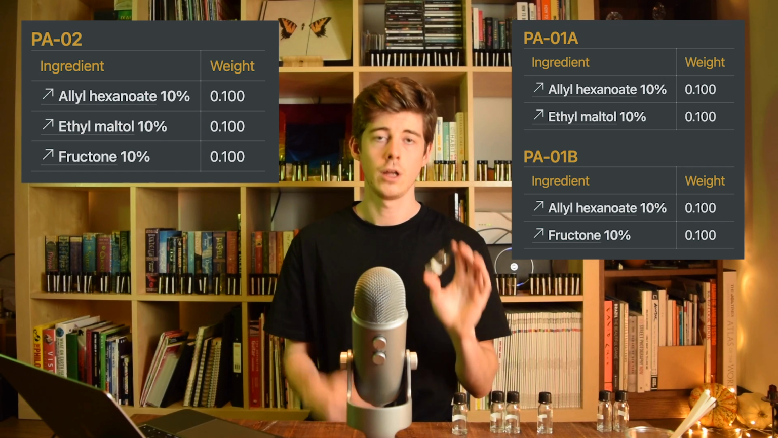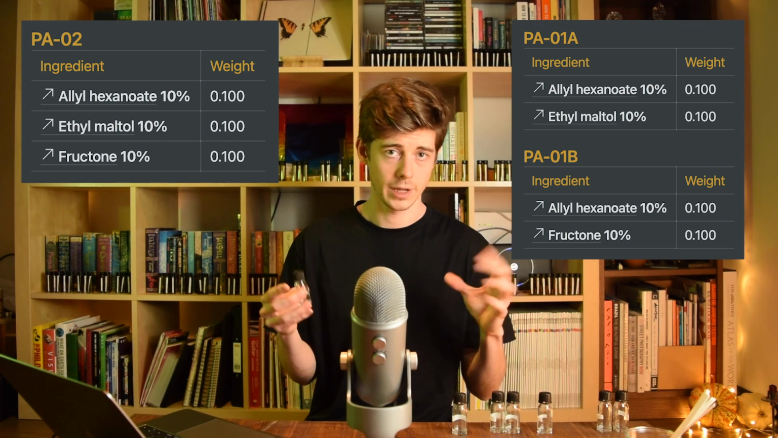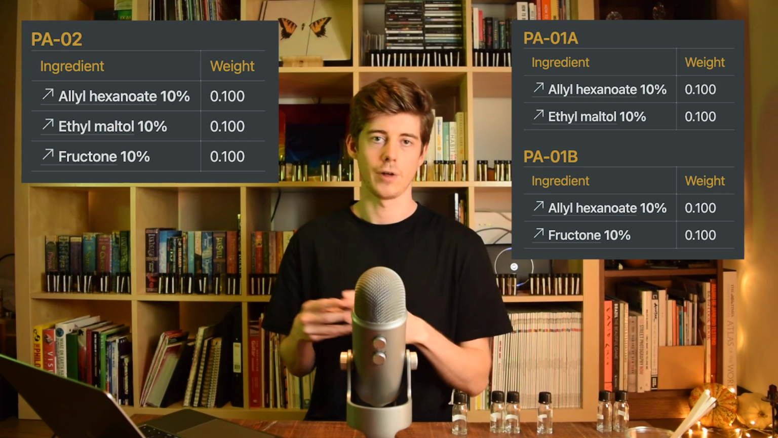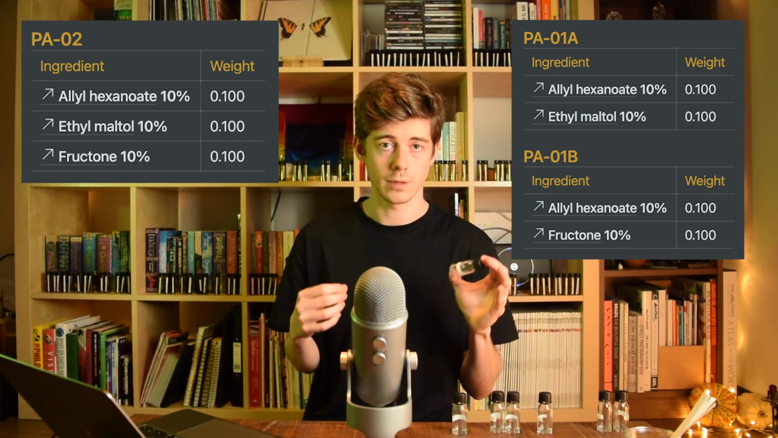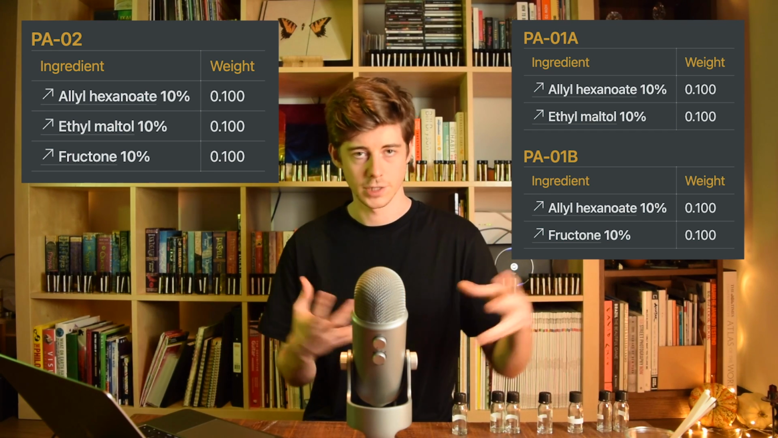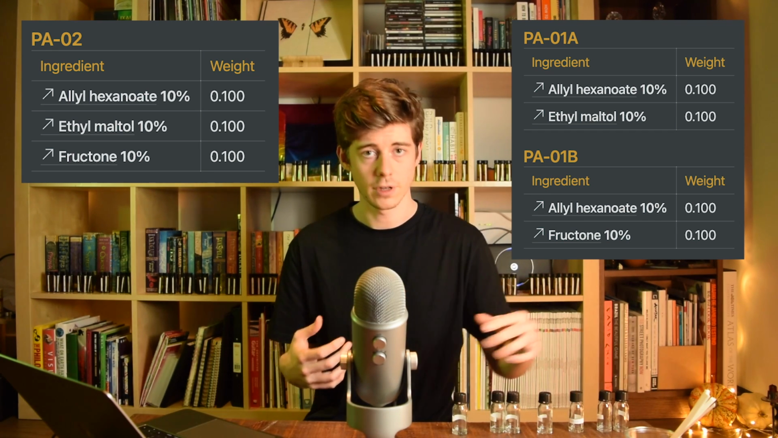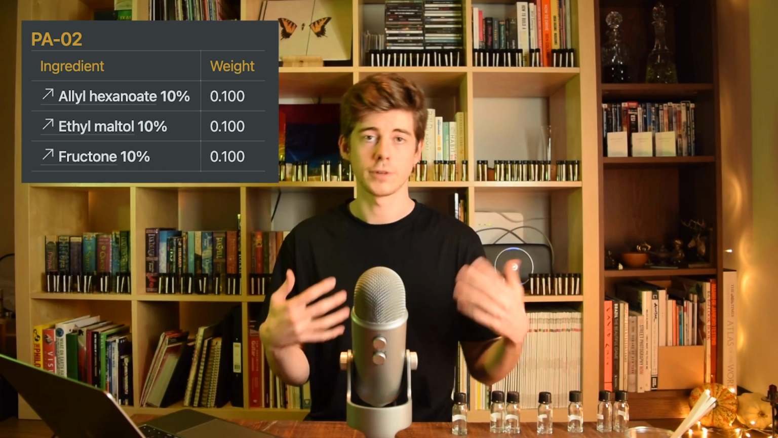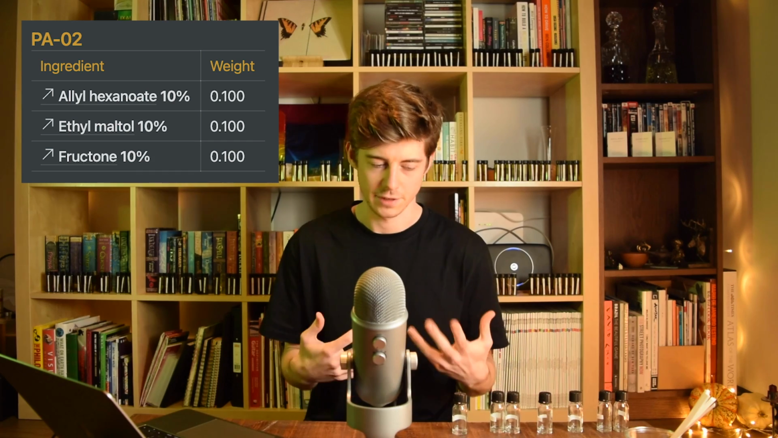This next trial was all three in a 1-to-1 ratio. So the ethyl maltol, the fructone, and the allyl hexanoate. At this point it was going great because again, I felt like all of the three ingredients were balanced. So a 1-to-1 ratio of all of those three together, and I still felt like everything was roughly in the right concentration range. At this point I was happy to keep moving forward and continuing adding things.